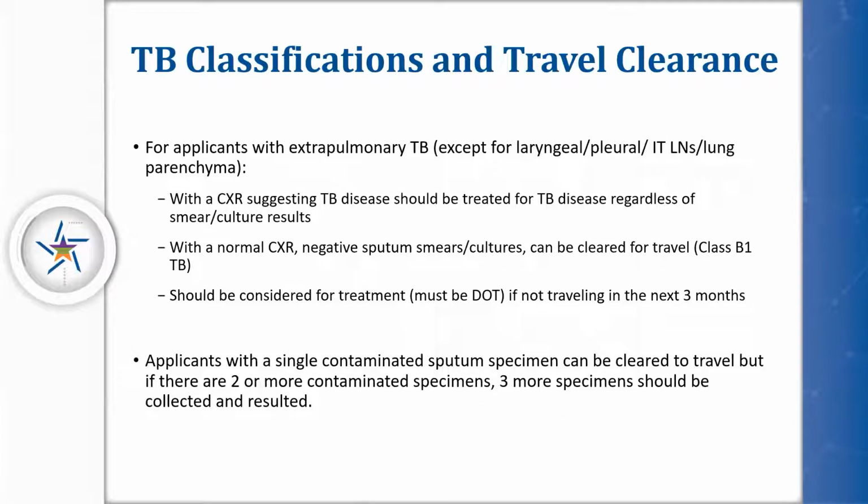So applicants with a single contaminated sputum specimen is the worst. You send your 3 specimens and one of them grows a contaminant. So the question would be, do you have to start all over again? And the answer is no. Applicants with a single contaminated sputum can be cleared to travel, but if there are 2 or more contaminated specimens, meaning they only have likely 1, then 3 more specimens should be collected and resulted before the person is allowed to travel.